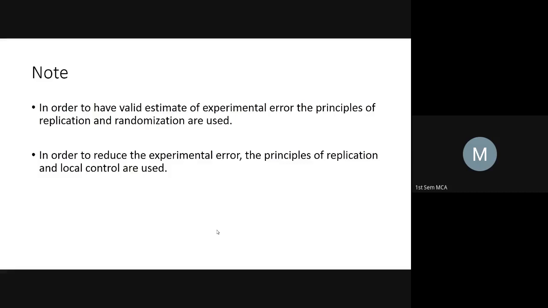There are a lot of statistical tools available for carrying out the replications and randomizations, but in your syllabus it is not there. Okay, but probably as time permits, I can show you some of the statistical tools, how you can use them. Okay, so second thing is, in order to reduce the experimental error, that means the chances of errors in the experiment, we use the principle of replication and the principle of local control. These two methods are used to reduce the experimental error.